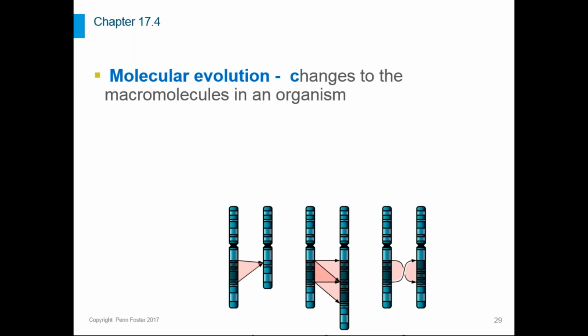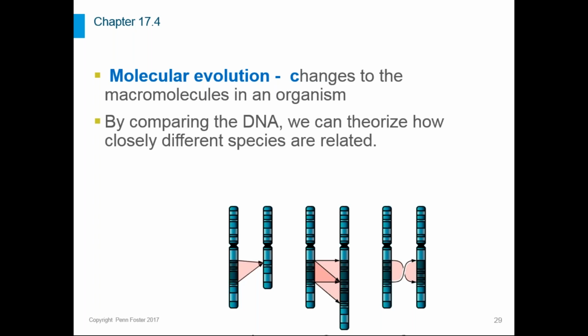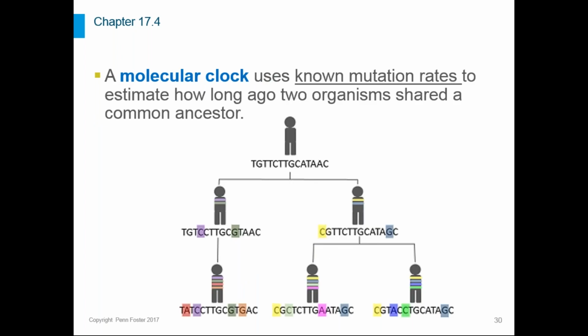The DNA changes as organisms evolve. So by comparing DNA, we can theorize how closely different species are related. So one interesting way they do this is a molecular clock. So a molecular clock uses known mutation rates to estimate how long ago two organisms shared a common ancestor.